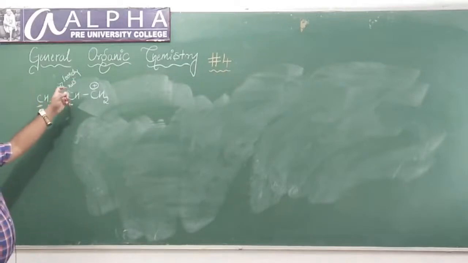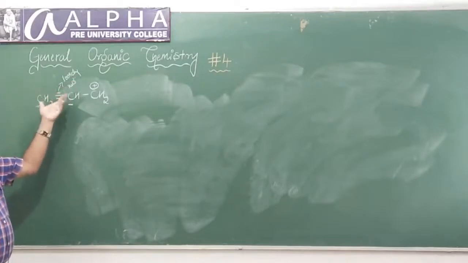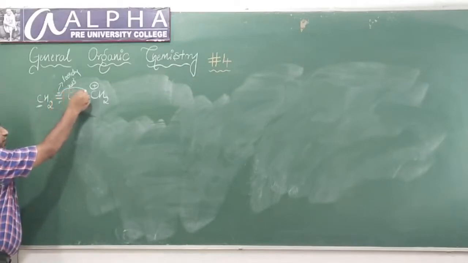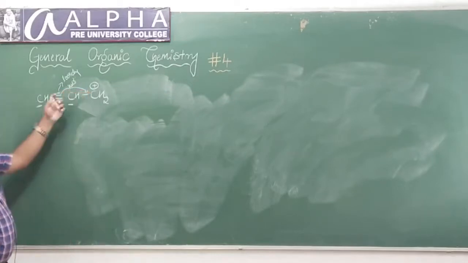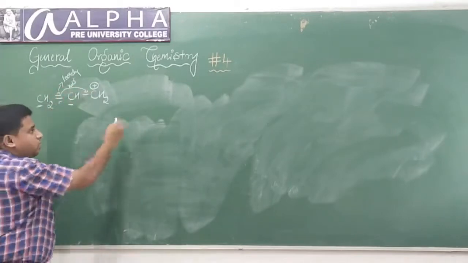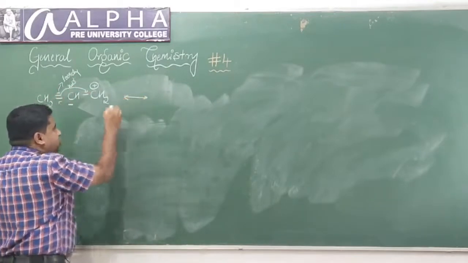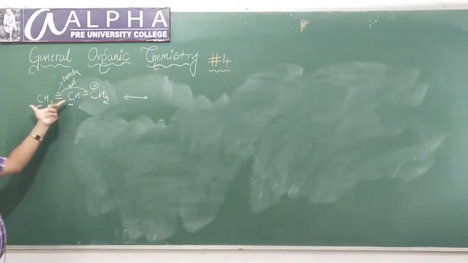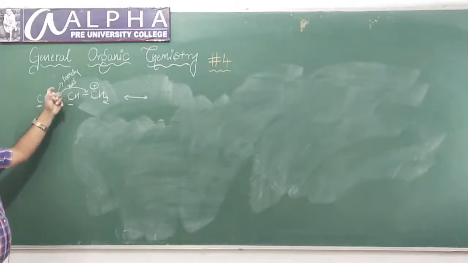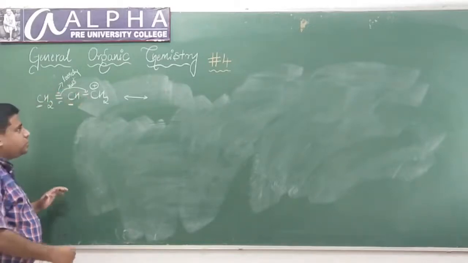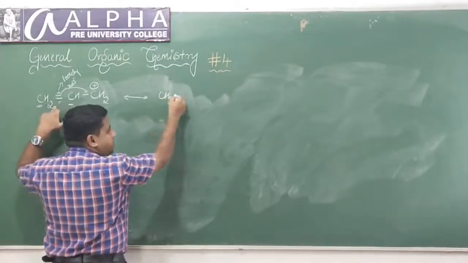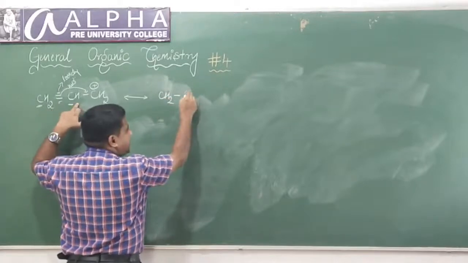Now, since pi electrons are loosely held, these pi electrons will shift here. When these pi electrons shift here, what is going to happen? The pi electrons will be displaced between these two carbon atoms. Initially, the pi electrons were between these two carbon atoms. Now these pi electrons are displaced between these two carbon atoms. What is going to happen? CH2, a double bond becomes a single bond, then CH.